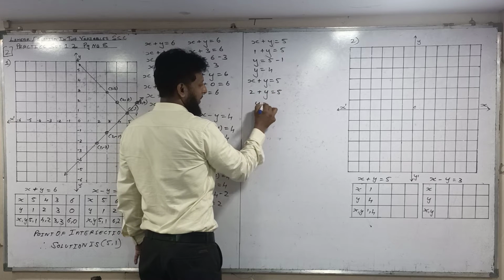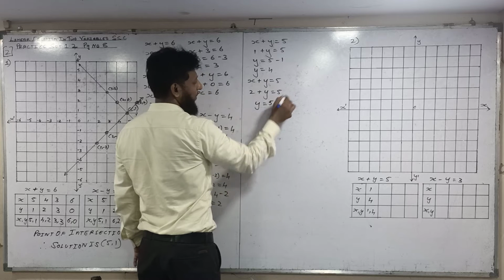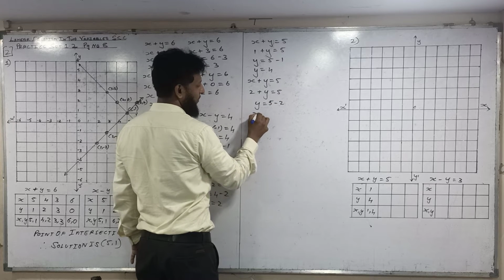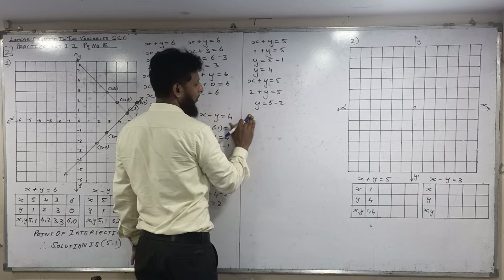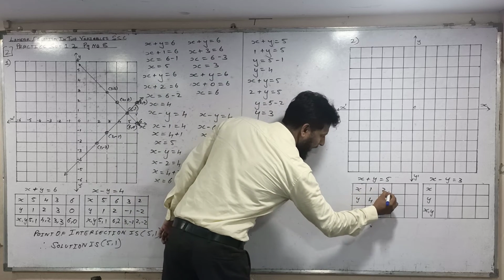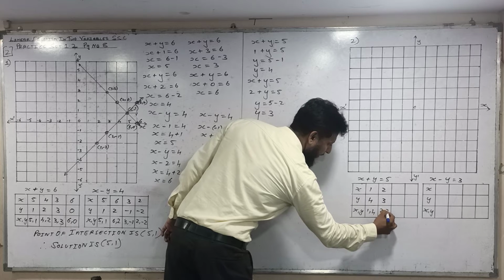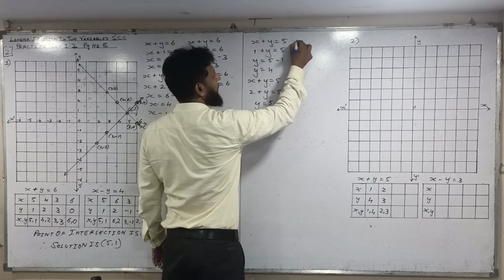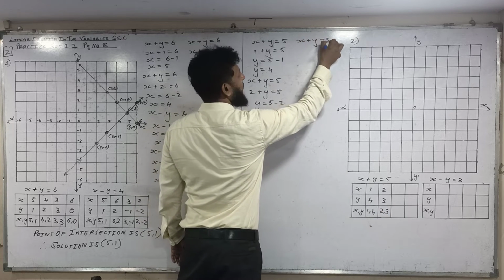So y is equal to 5 minus 2, y is equal to 3. When I have taken x value 2, I get y value 3. So 2 and 3. Again write x plus y is equal to 5.